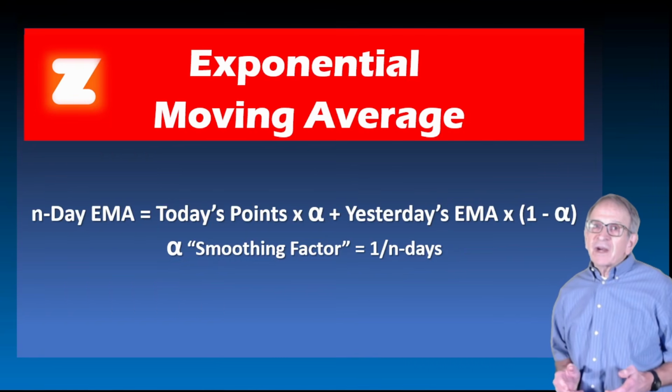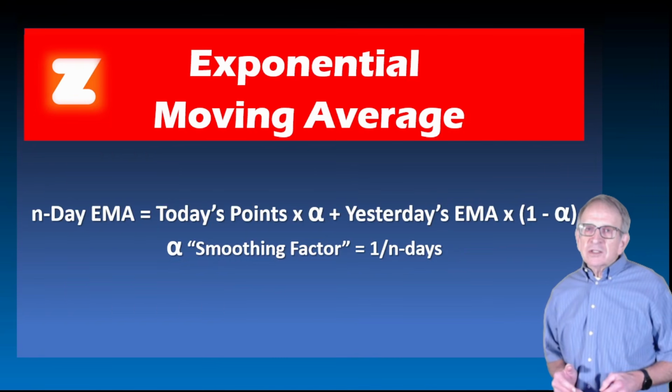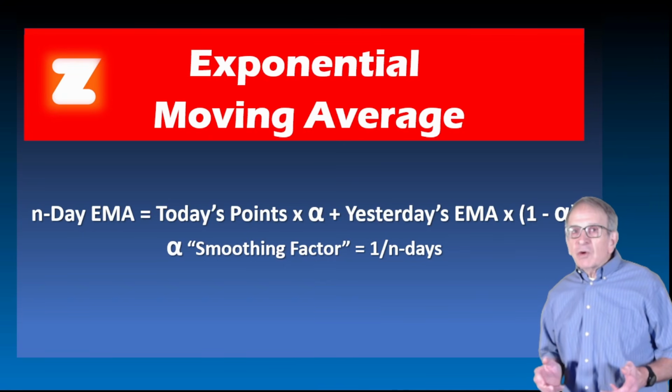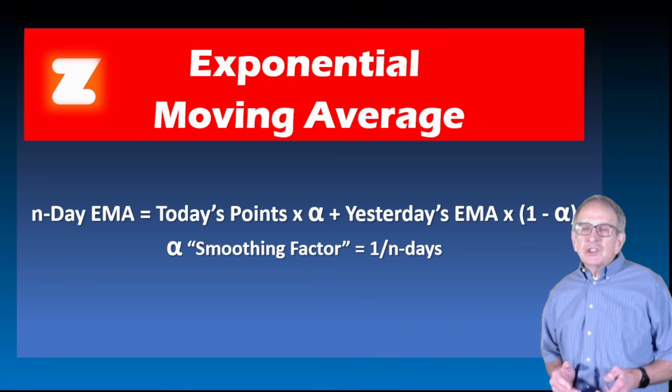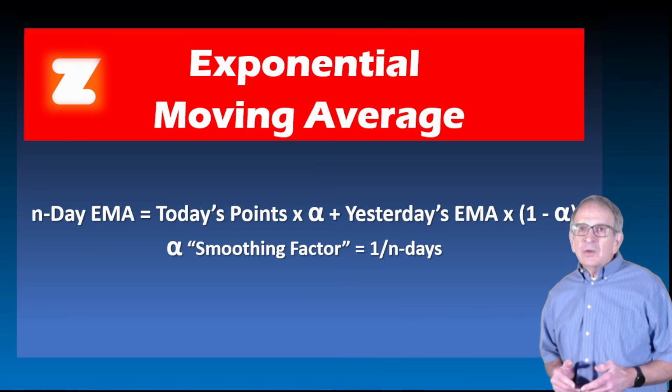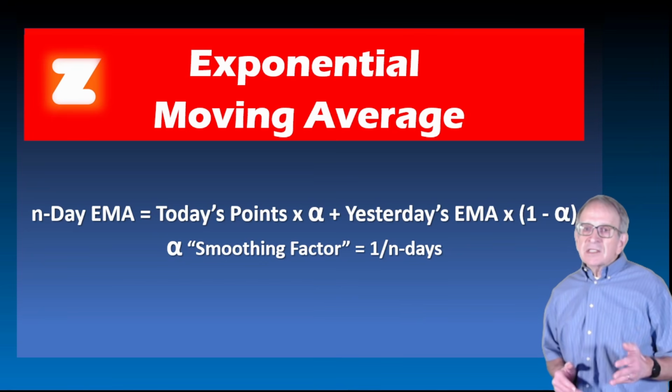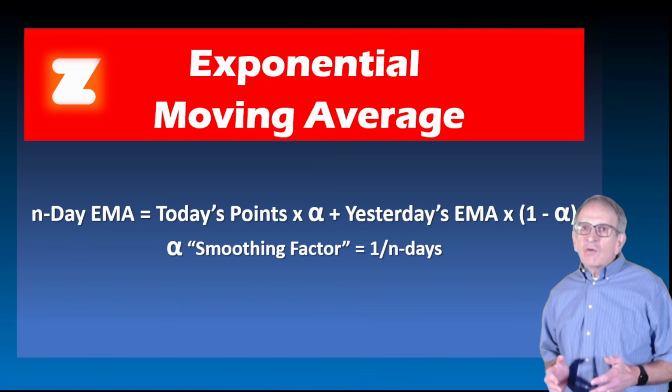So here's the formula for exponential moving average. For an n-day exponential moving average, so 7-day or 42-day, for example, it's equal to today's points times a smoothing factor called alpha. And to that, you add yesterday's exponential moving average times 1 minus alpha. And alpha, the smoothing factor, is equal to 1 over the number of days. So 1 over 7, 1 over 42, for example.